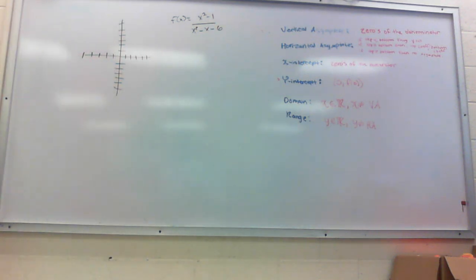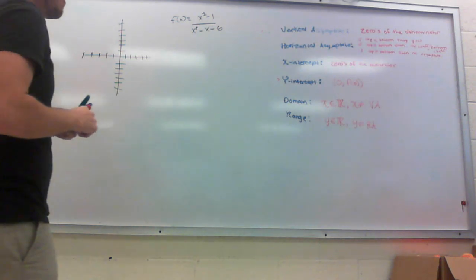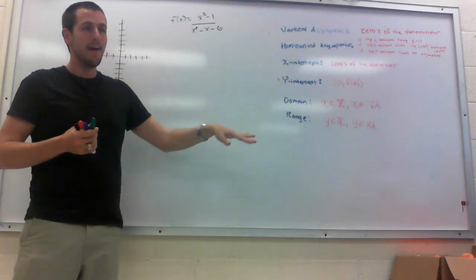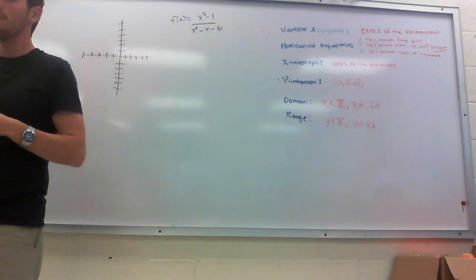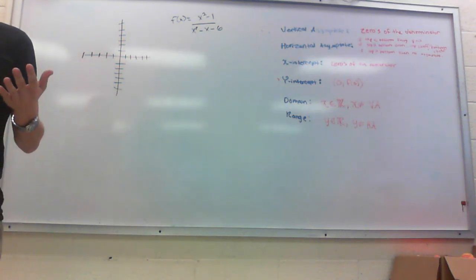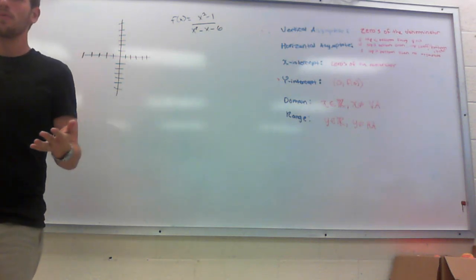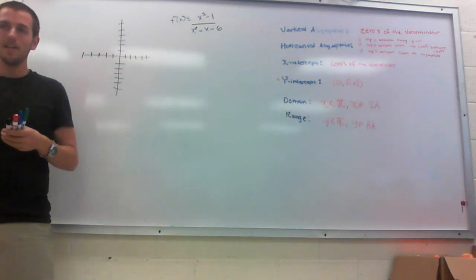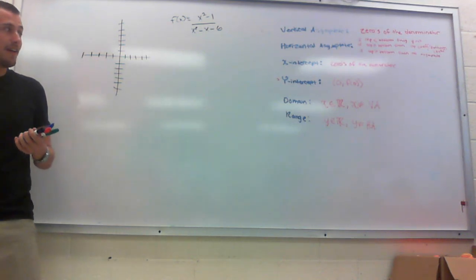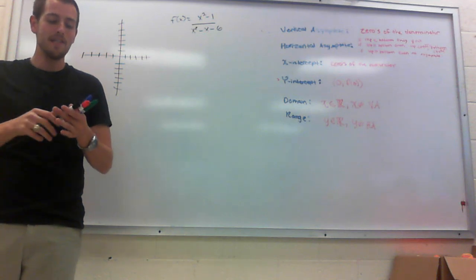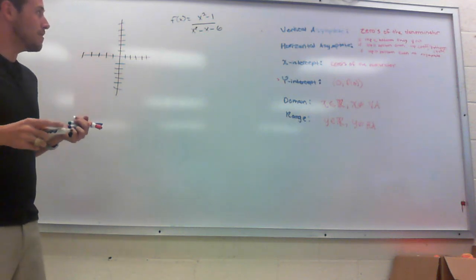Now, for this function, before I go into finding all my asymptotes, all my intercepts, my domain and range, I need to really go ahead and factor out this function. Why? Because we're going to be finding zeros in the numerator and the denominator. If I want to find zeros of anything, I need to know the factors in this function. So let me go ahead and factor out this function real quick.